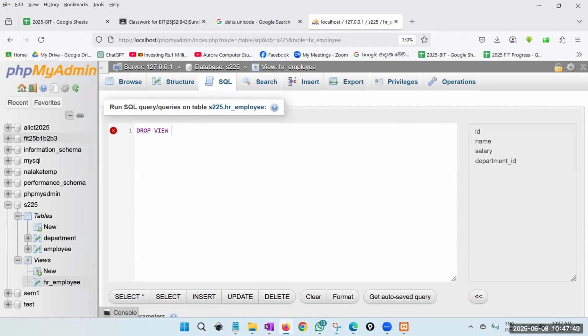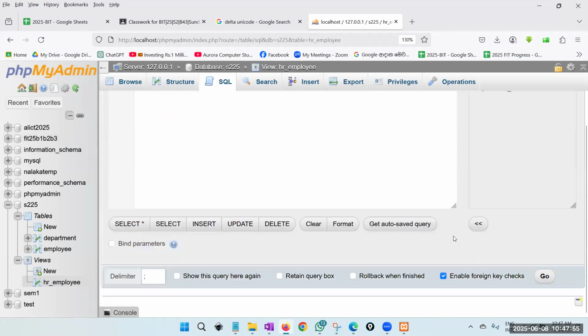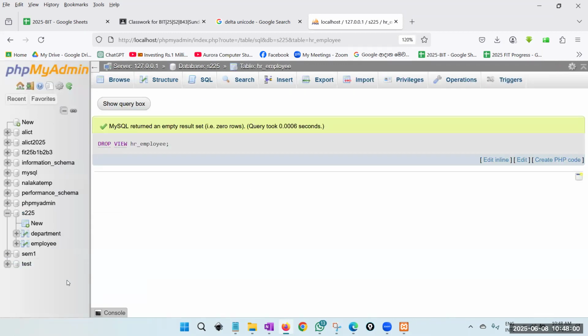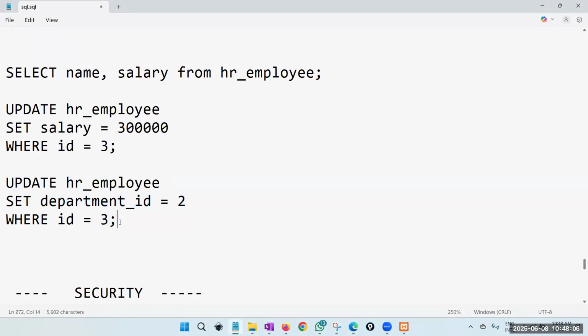Your view name, HR_employee. Go. Now the view is not there. You can see the view is not there. Now we are going to create the view. So this is how you drop a view: drop view HR_employee.